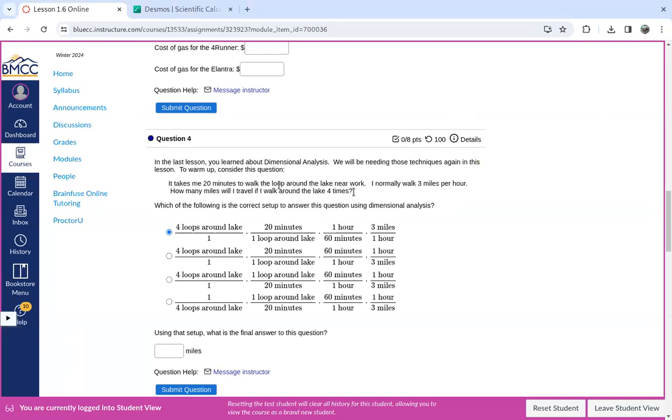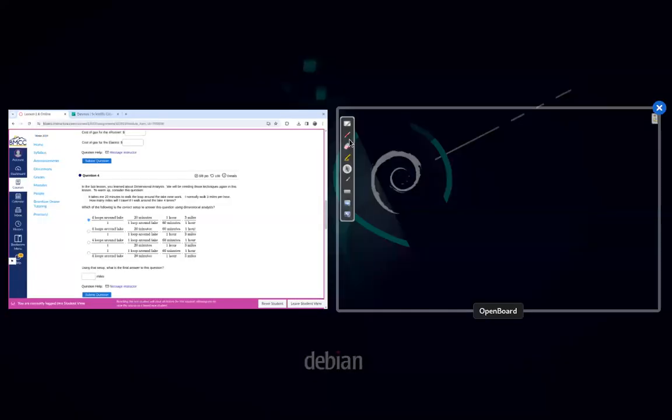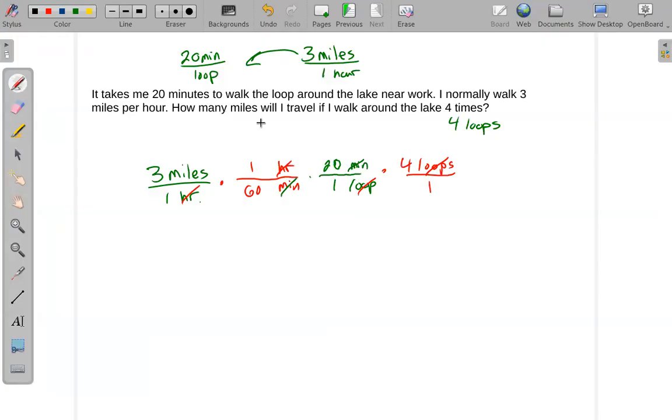All right, using that setup, what is the final answer to this question? All right, so on my calculator, looking back at my notes here, this tells me that I need to start with, in my version, the 3, divide by 60, multiply that by 20, and multiply that by 4. In the version on the screen there, they just did that in the opposite order. They started with the 4 and then multiplied by the 20 and then divided by 60 and then multiplied that by 3. My claim is those are the same calculation.